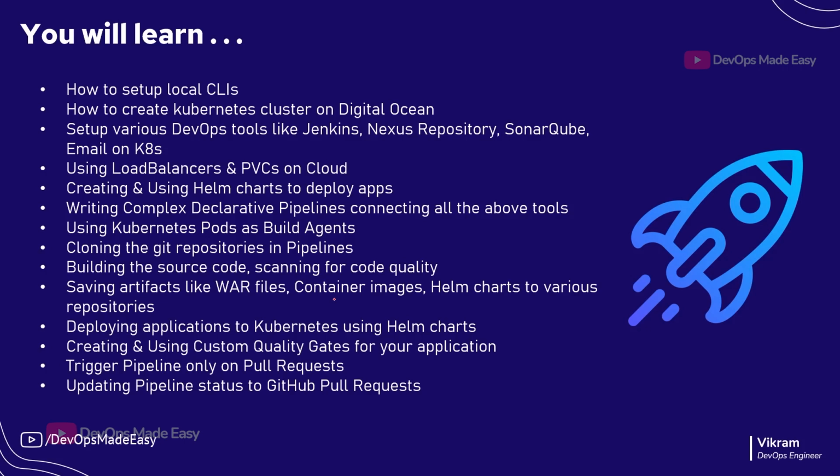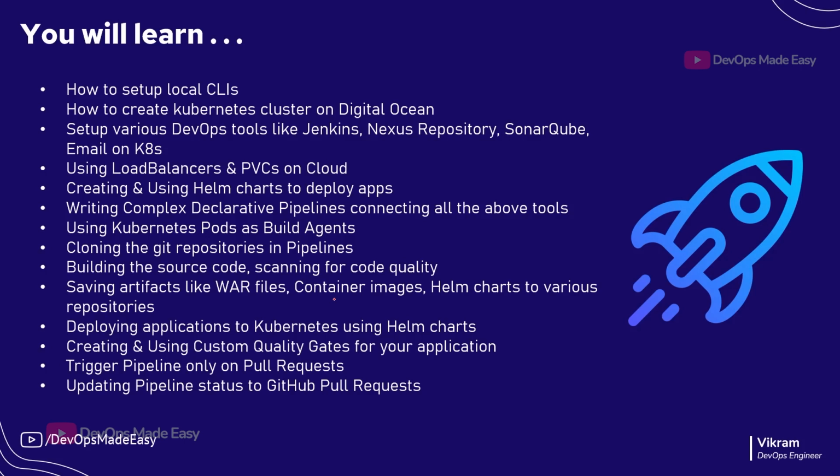We covered this in the previous video, but we did not cover any real example. So in this video, we're going to do the same. We are going to take a real example and see how Kubernetes pods will act like build agents in Jenkins. We'll see various stages like cloning a Git repository, building its source code and scanning it for code quality, and storing all the artifacts of the build process into a repository like your Nexus repository.